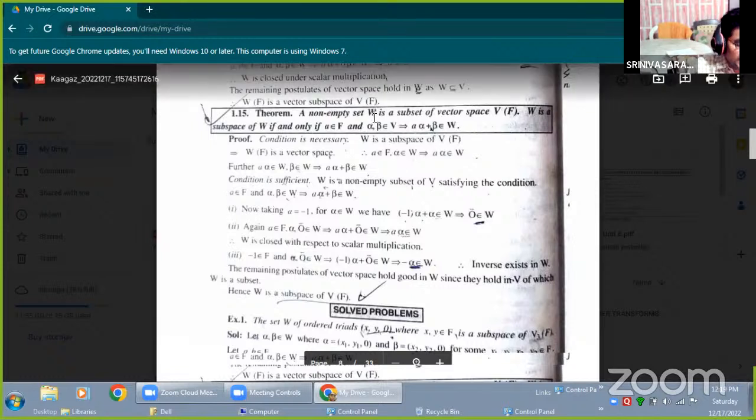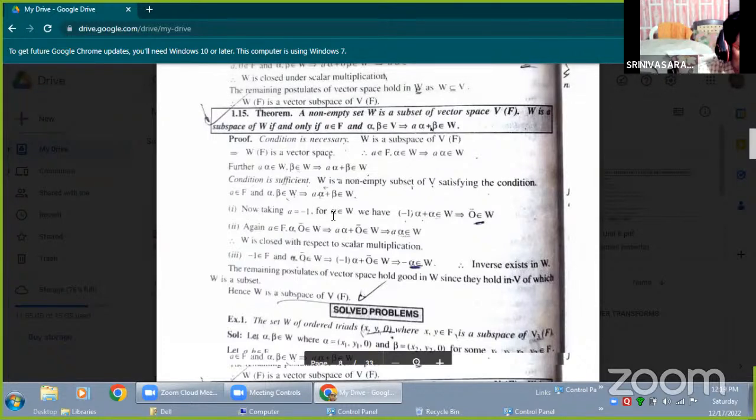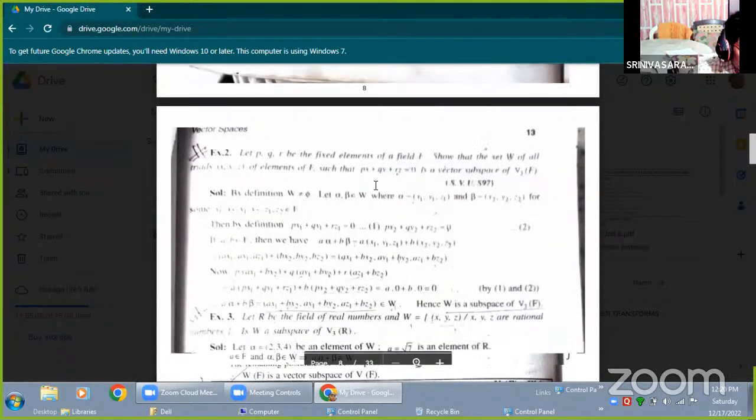Now, even the non-empty subset is a vector space. Students, listen carefully. Here, a alpha plus b beta belongs to W. This is also one of the important necessary and sufficient conditions for a subspace. Already we have discussed this one, and those examples also satisfy the subspace property. Okay, now the triad point is there.